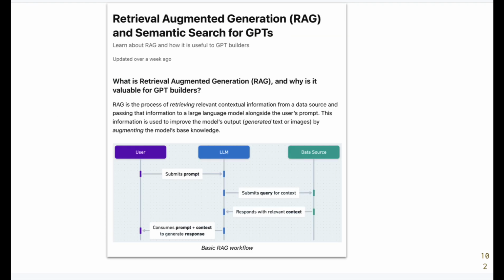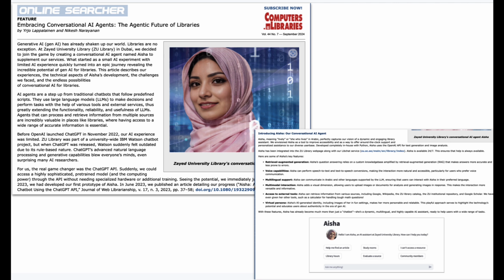This is a diagram of what RAG looks like. The user submits a prompt. It goes to the large language model. The large language model submits the query to the data source, and then it comes back with content. You're able to use the affordances of the large language model using the specified corpus of data, and that makes a big difference. A recent article in Computers in Libraries talked about conversational AI agents, again, something to keep an eye on. This one also mentions the inclusion of RAG in these futuristic tools that use AI for research.